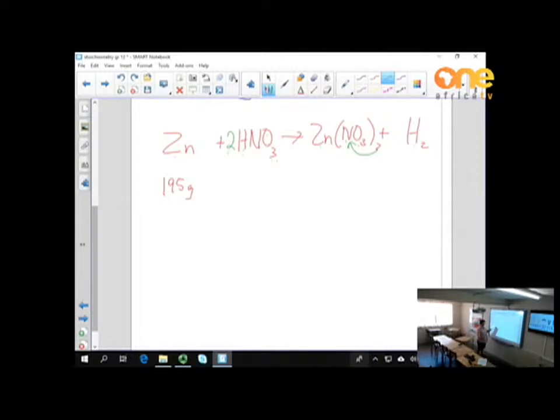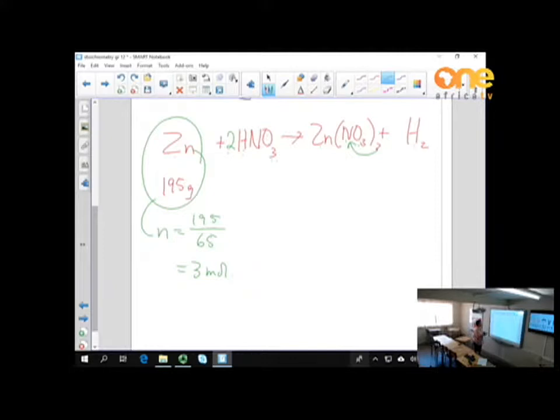They say calculate the number of moles of zinc. The number of moles is mass over the relative atomic mass. The relative atomic mass for zinc is 65. So we have 195 divided by 65, which will give me 3 moles.